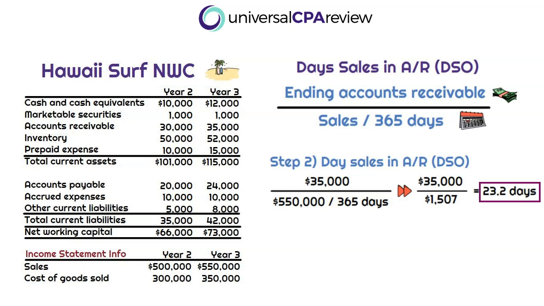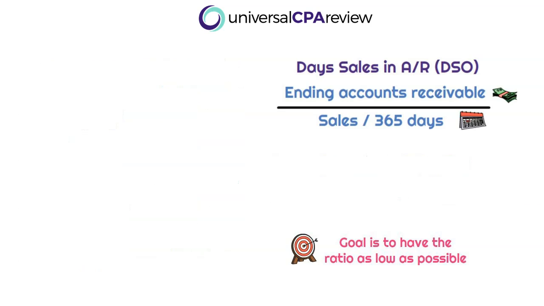So on average, it takes the company 23.2 days to collect their AR from customers. It also means that they have 23.2 days worth of sales in their ending accounts receivable balance, right? So that is how we interpret it. For a company, they want their days sales in AR to be as small as possible, right? So the shortest amount of days as they can get it.